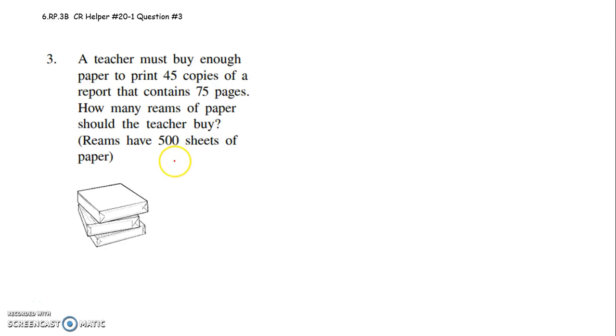Sixth graders, this is to help you with question 3 on CR20 version -1. It says a teacher must buy enough paper to print 45 copies of a report that contains 75 pages. So one copy of the report contains 75 pages. We need to make 45 copies. How many reams of paper should the teacher buy? Reams are these stacks of paper that we get from the office. There's 500 sheets in a ream.